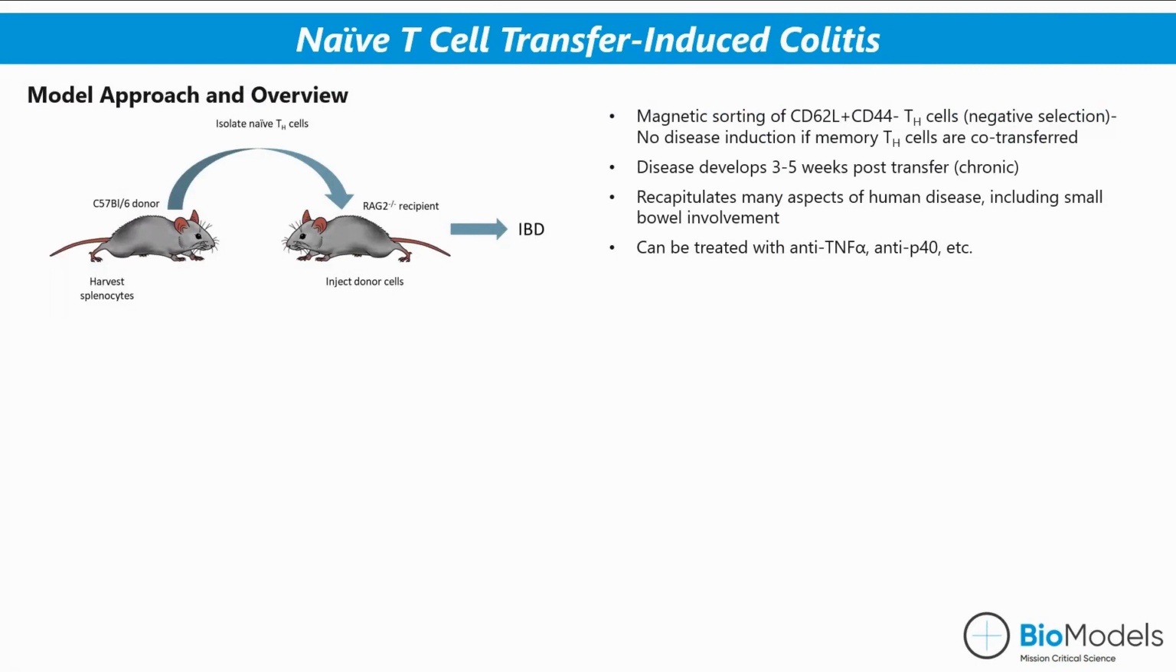So just to give a brief overview of the model approach, splenocytes are harvested from donor C57 Black 6 mice. Naive T helper cells are isolated and then injected into RAG2 knockout recipient mice. CD62L positive, CD44 negative naive T helper cells are isolated using a magnetic negative selection cell sorting process. Disease typically develops 3 to 5 weeks post-cell transfer.